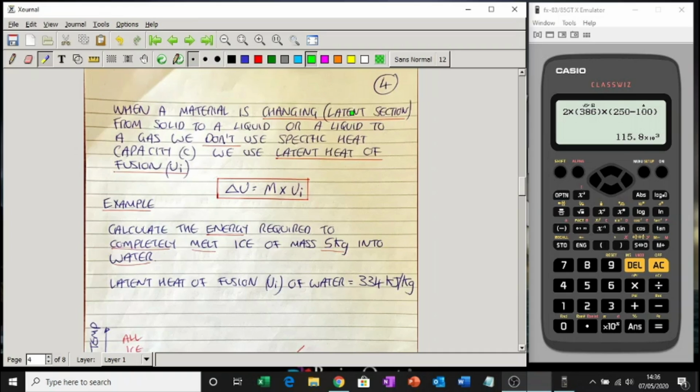So when a material is changing state, from solid to a liquid or a liquid to a gas, we don't use specific heat capacity. We use latent heat of fusion and latent heat of evaporation. So that there is how much energy, that's your mass again, and that's your value. It's a constant. So it's another constant. It's a constant value.